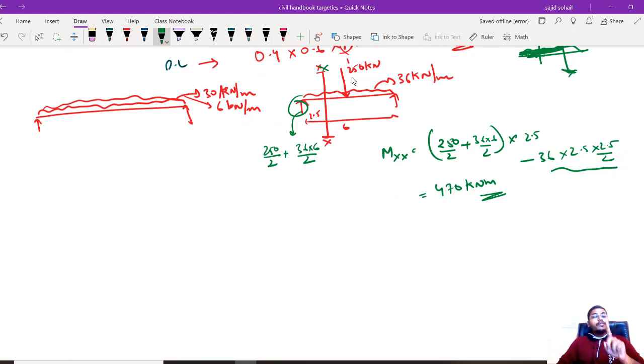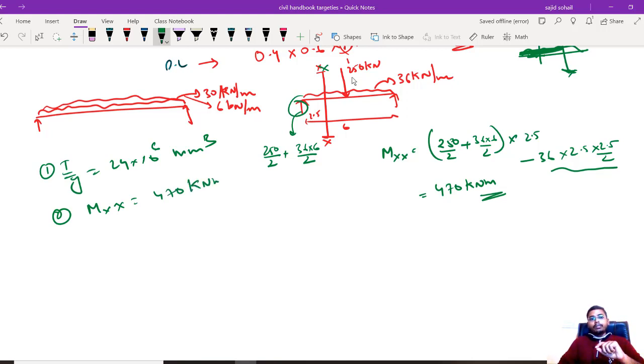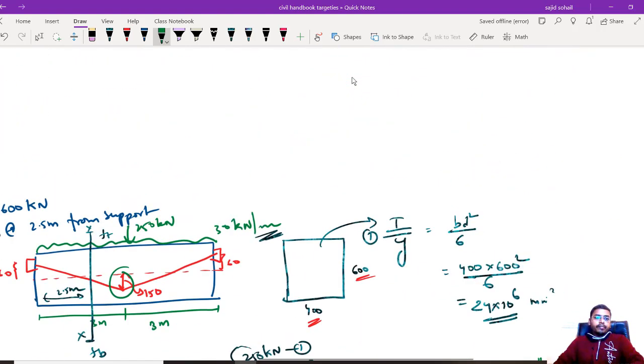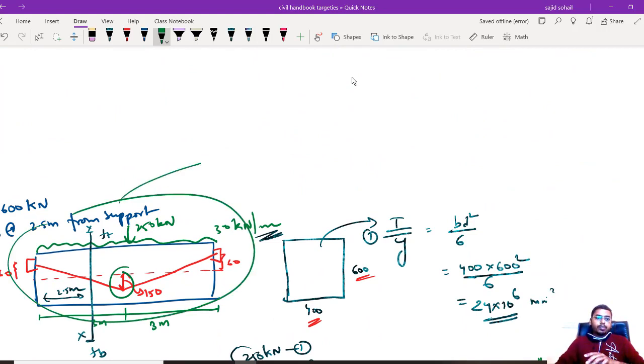And now comes a very important thing. The third one which you are going to find. The first one I found was the I by Y value, which was 24 into 10 to the power of 6 mm cube. And the second value which I found was the moment at that section XX, which was 470 kilonewton meter. And the third one is a very simple thing which you are going to find out, what is the eccentricity at that point. Okay, so here you can see the profile very clearly. Here in this diagram you can see the profile very clearly.